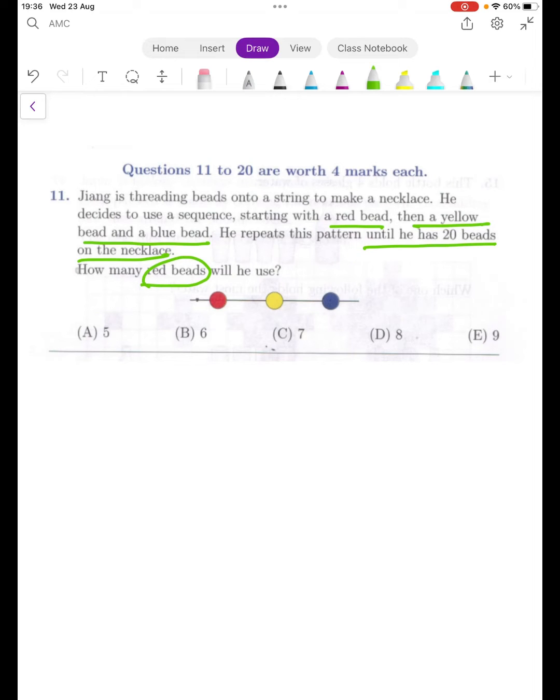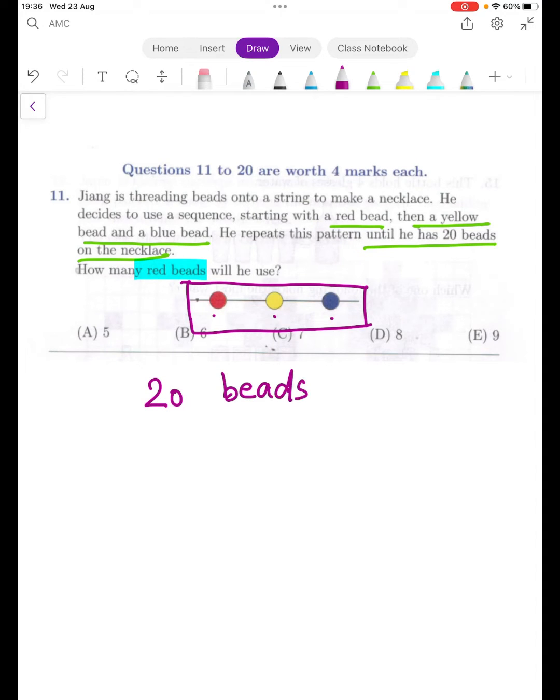How many red beads will he use? So we have to count only the number of red beads. Now, as we can see in a pattern of 3, he has 1 red, 1 yellow, and 1 blue. To use up 20 beads, each pattern requires 3 beads. He will have 6, 3 times 6 is 18, and this will use 18 beads. So if we repeat the pattern 6 times, he would have used 18 beads. And then 2 more beads.